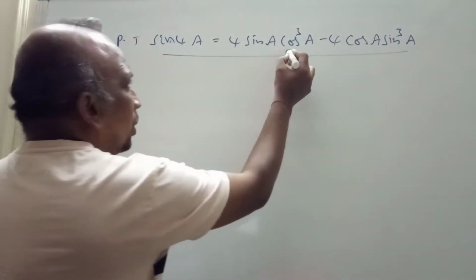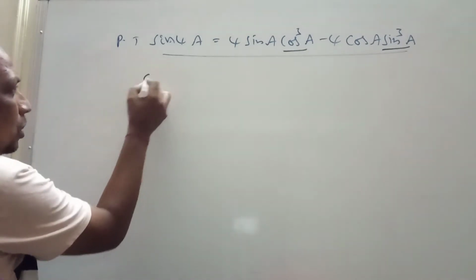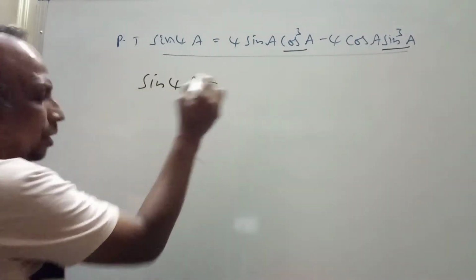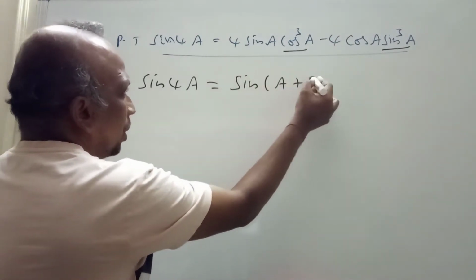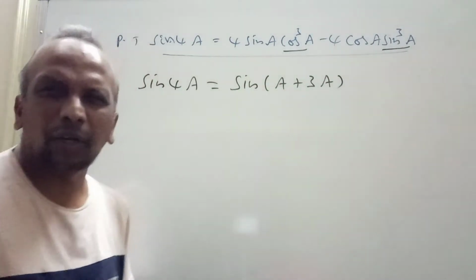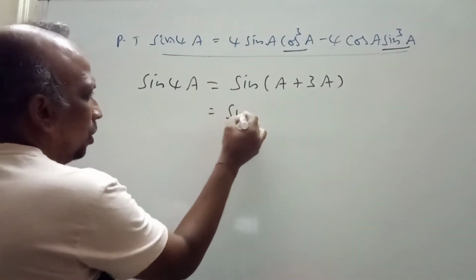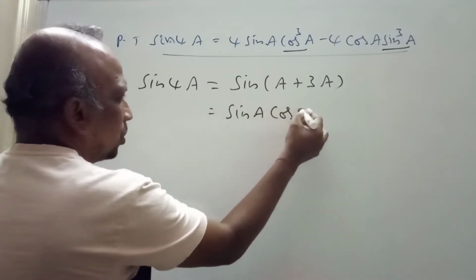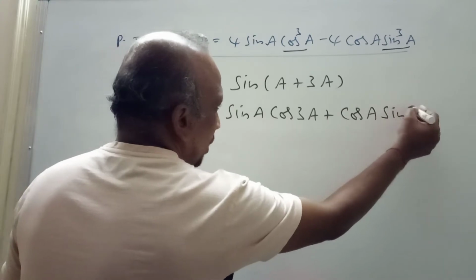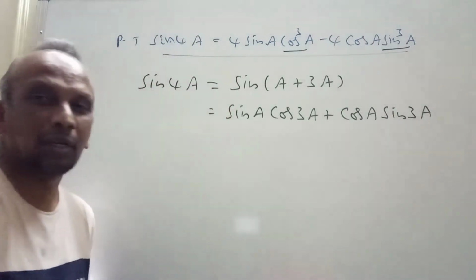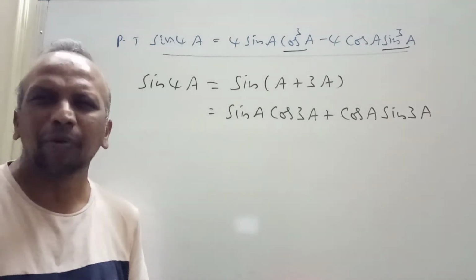Because we want the result in terms of cos cube a and sin cube a, what I will do is consider sin 4a as sin of a plus 3a. This can be written as sin a cos 3a plus cos a sin 3a. I have just written the formula sin of a plus b equals sin a cos b plus cos a sin b.